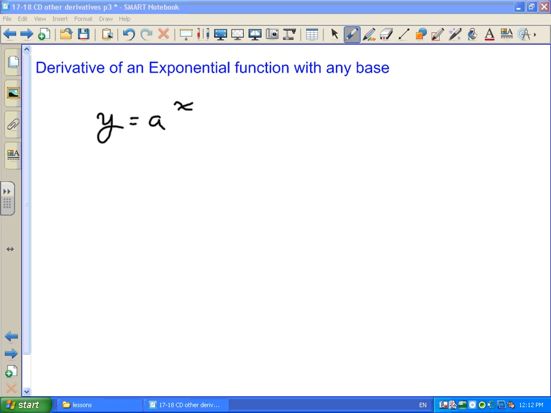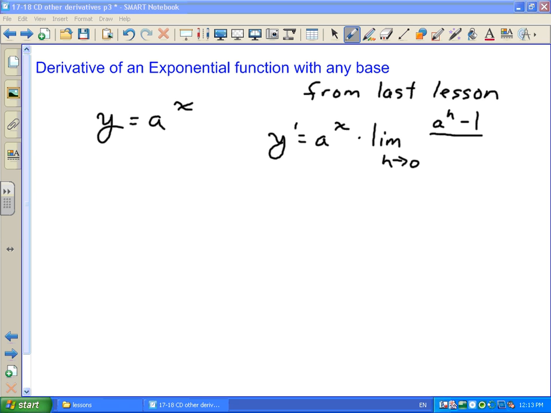We tried to do this from first principles, and what we found was that our derivative was the original function, a to the x, times this limit as h goes to 0 of (a to the h minus 1) all over h, that we didn't know how to evaluate. So that's what set us off trying to evaluate it numerically, which led us to the value of e, which made this thing very, very simple. So what happens if you're not using e as your base, so everything doesn't work out very simply?